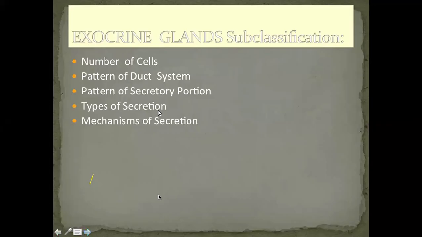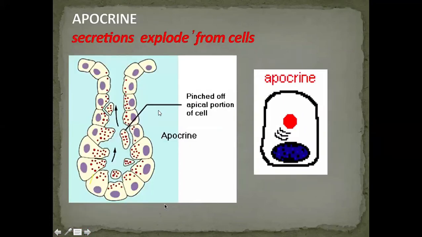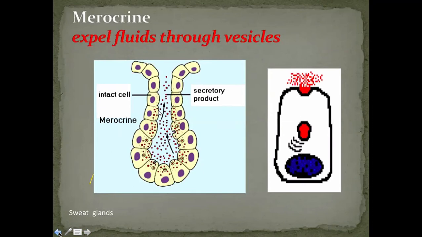Okay. How about the mechanism of secretion? So we classify also exocrine glands based on the mechanism of secretion. So it can be a merocrine gland, an apocrine gland, or a holocrine gland. So merocrine, look at the picture here as well as the illustration here. Pag merocrine, they expel fluids through the vesicles. Kaunti lang. So that's the type of merocrine secretion. This is seen in the sweat glands.